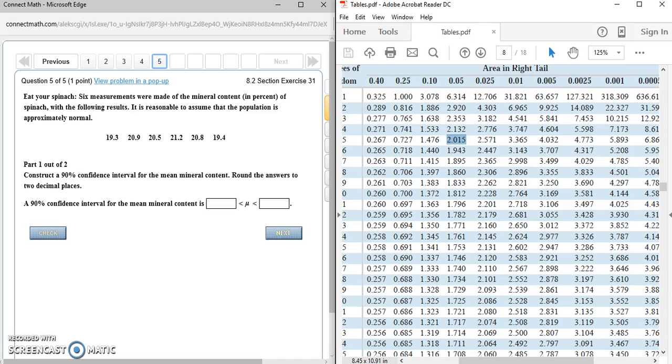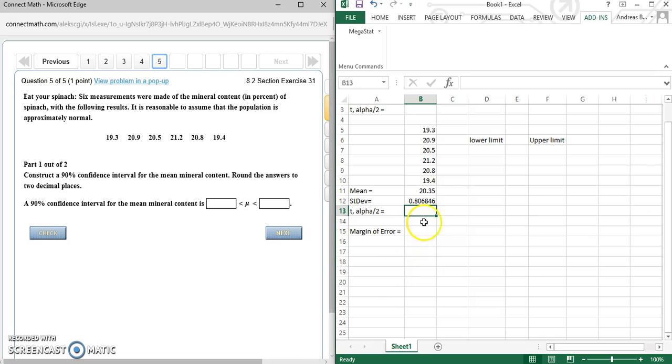2.015. So going back to there, 2.015 is our t alpha over 2. So with that, I can find the margin of error. Also, knowing that n equals 6, right? Because I have 6 sets of data. That's my sample size. I need that as well.